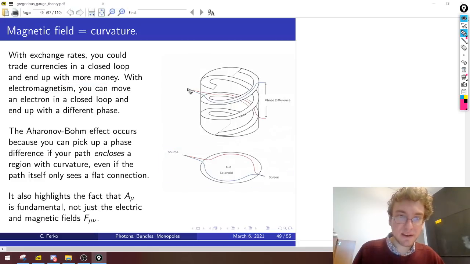Now we know that that's because there's some connection with curvature. There are exchange rates, and in the same way as going around in a circle makes money sometimes, the electron going around in a circle in the presence of a magnetic field allows the phase to change. And that's why this has an interference effect on the screen, which changes when we crank up the magnetic field, crank up the curvature. So this is why the Aharonov-Bohm effect happens. There's curvature, and the electron phase changes in the same way that we could make money in the currency example.